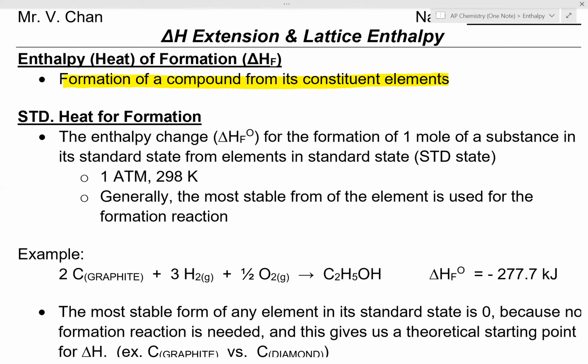Now, one thing for you to be aware of is the standard heat of formation. Standard heat of formation is the formation of 1 mole of substance in its standard state from the elements in their standard state. Now, what do I mean by substance in the standard state or elements in the standard state? It is basically the form of the element or compound that would exist at 1 atmosphere or 298 kelvins. Okay, and generally the most stable form of the element is used for the formation reaction.